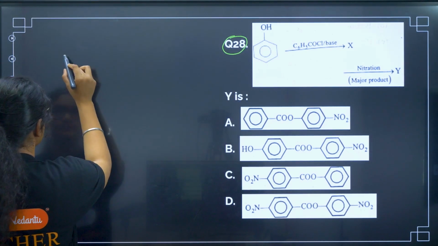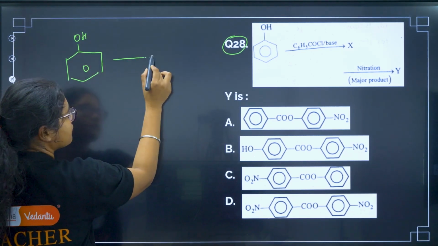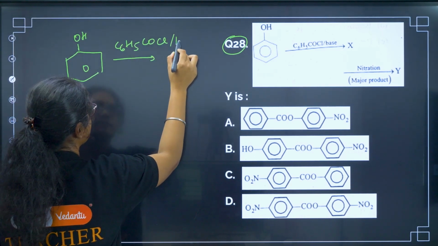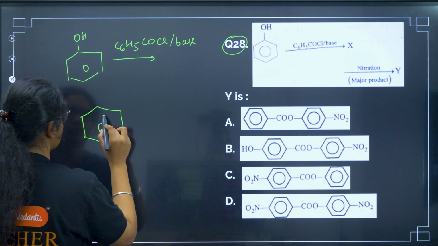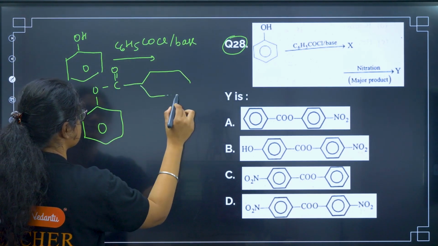First we have OH. This part is your acylation. C6H5COCl in presence of any base, right? So this one will give you O. So this is acylation, we have OCOC6H5.